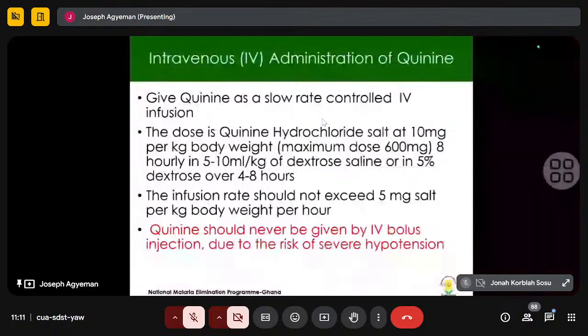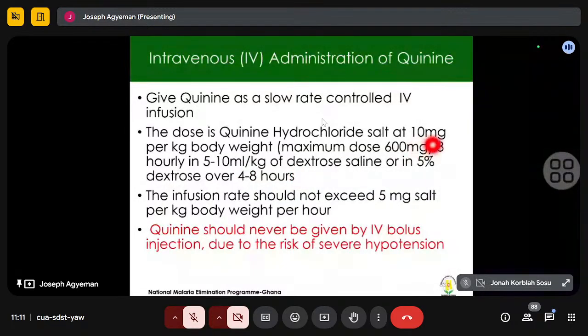Yes, please. Okay, so I'm saying that you calculate the dose. You also need to calculate the amount of the diluent that you use. To make it easy for you, since the dose is 10 milligram, you can always remember the diluent as also 10. But note that it is between 5 to 10 mils per kg.